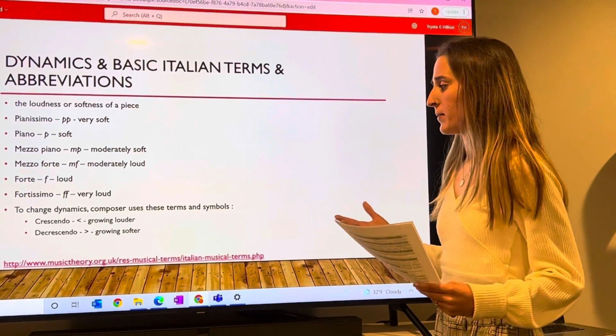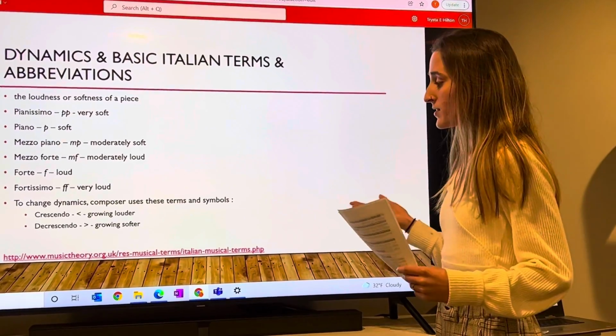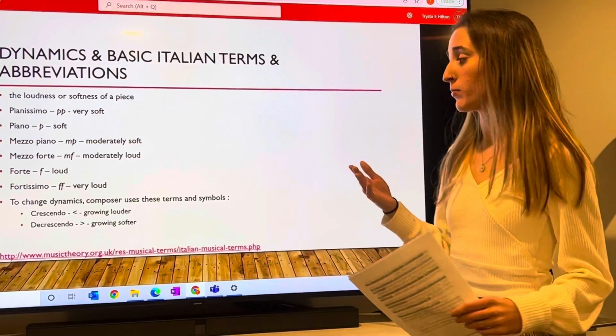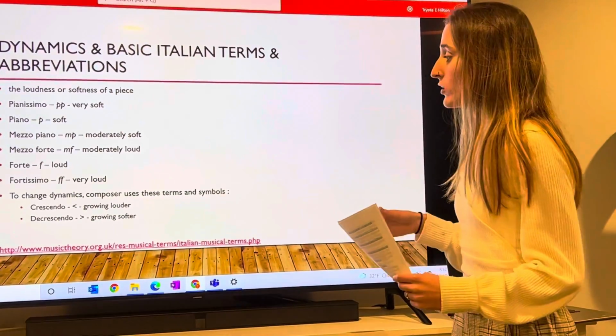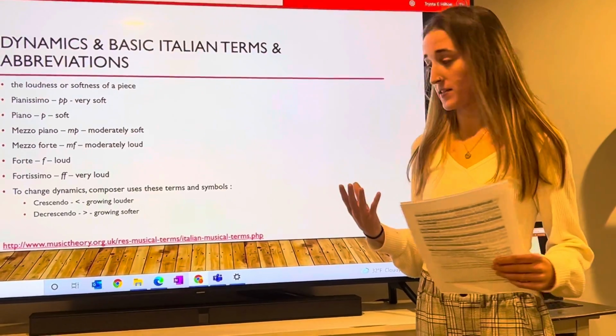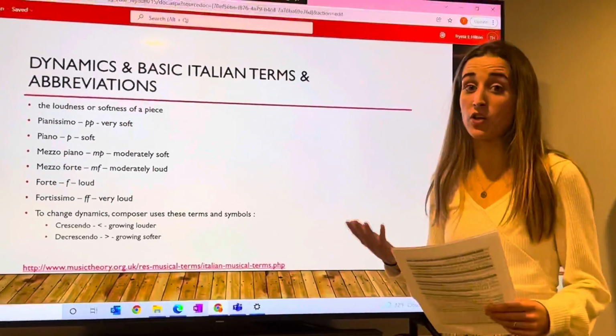To change these dynamics, composers use these terms and symbols. Crescendo, which is symbolized by a greater than sign, meaning growing louder. Decrescendo is symbolized by a less than sign and means growing softer.